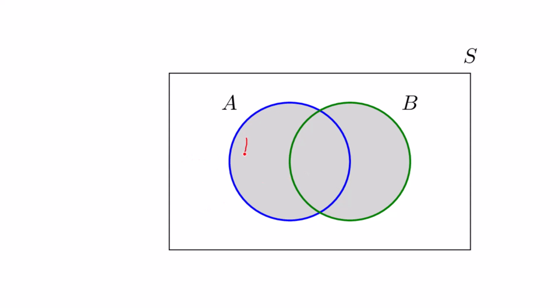For example, in this set A, I have elements 1, 2, 3, and in B we have 5, 6. Also in A we have a 4, and in B we also have 4. So what will be the resultant set after the union operation? The resultant set will be 1, 2, 3, 4, 5, 6.